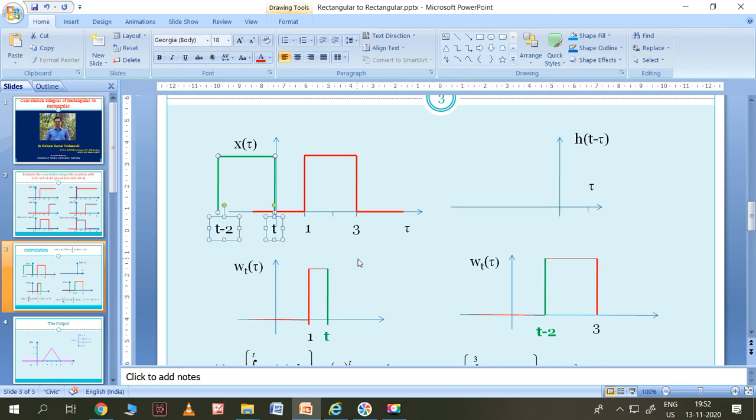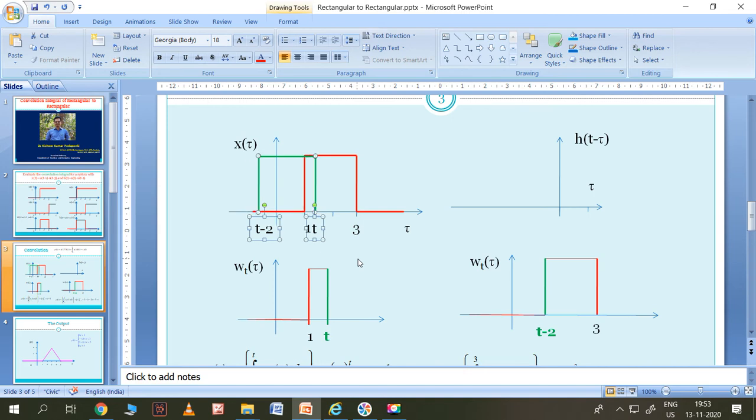Similarly, from t to 1, the red color one has value 0, and the green color one also has value 0. So 0 into 0 is again 0. From 1 to 3, the red color one has value 1 and the green color one has value 0. So 0 into 1 is again 0, so nothing will come out. To get some non-zero value, what do we need to do? We need to see the overlap periods.